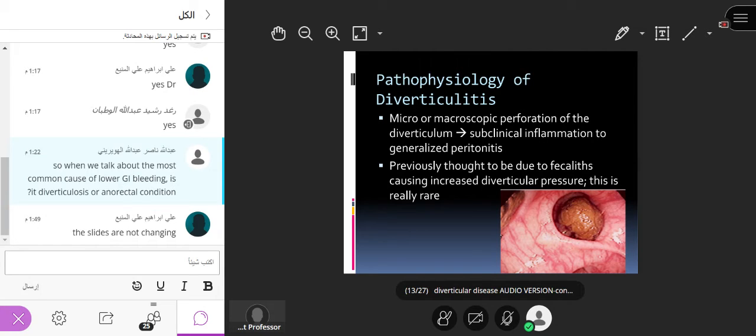You see, in the diverticulum, fecal matter has accumulated and it will cause pressure and make a fecalith, and will pressurize the wall of the diverticulum and lead to infection and ischemia, and may erode the vessels and lead to bleeding. So there can be micro or macroscopic perforation of the diverticulum, from subclinical inflammation to generalized peritonitis. Previously it was thought to be due to fecaliths causing increased diverticular pressure. This is really rare, right?